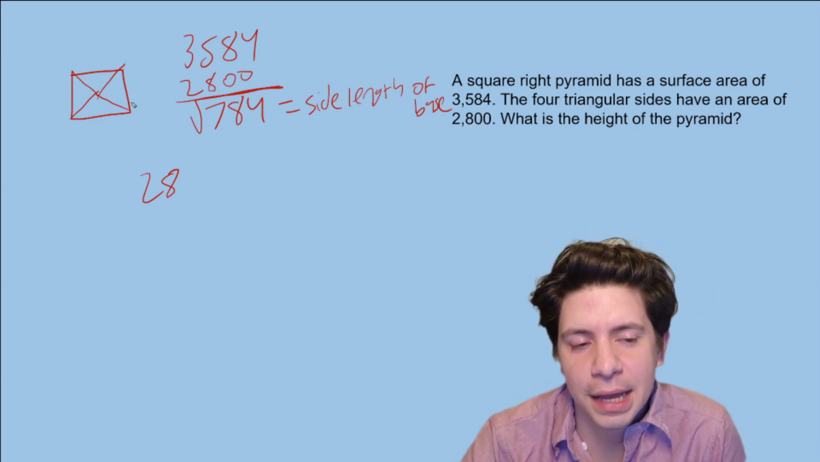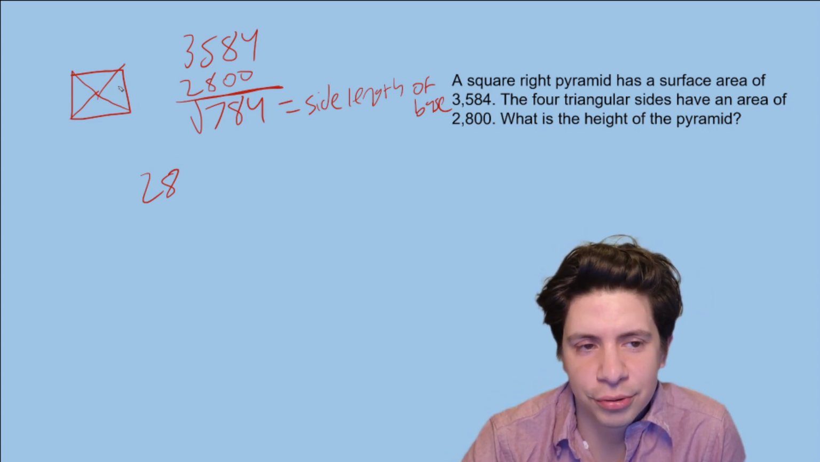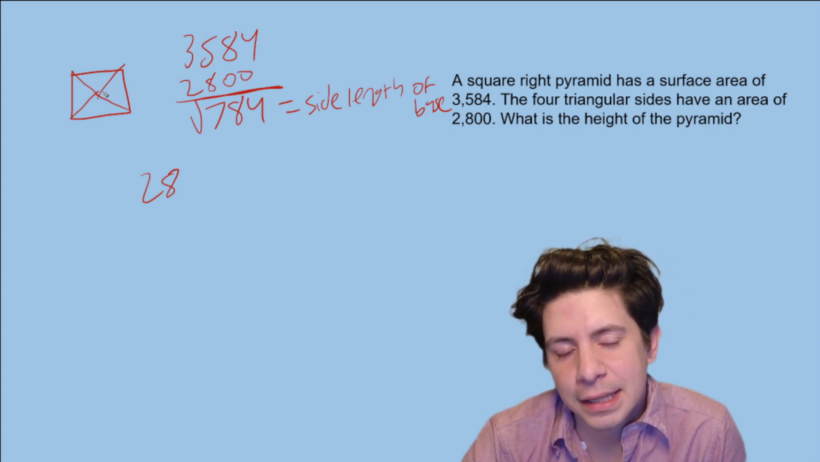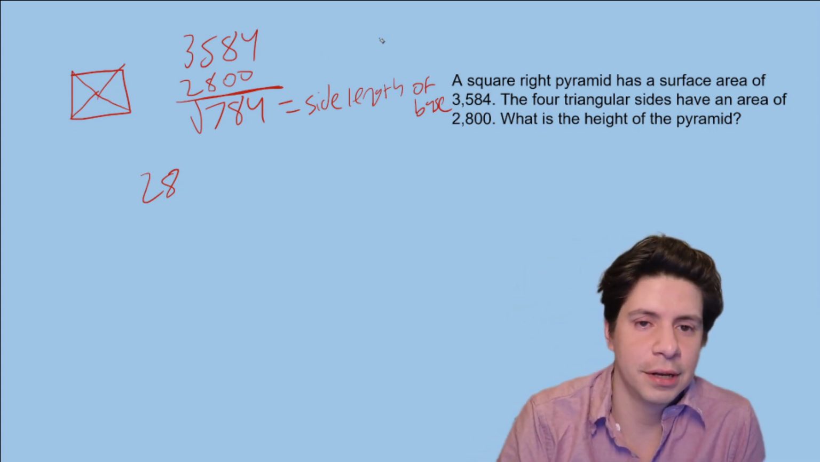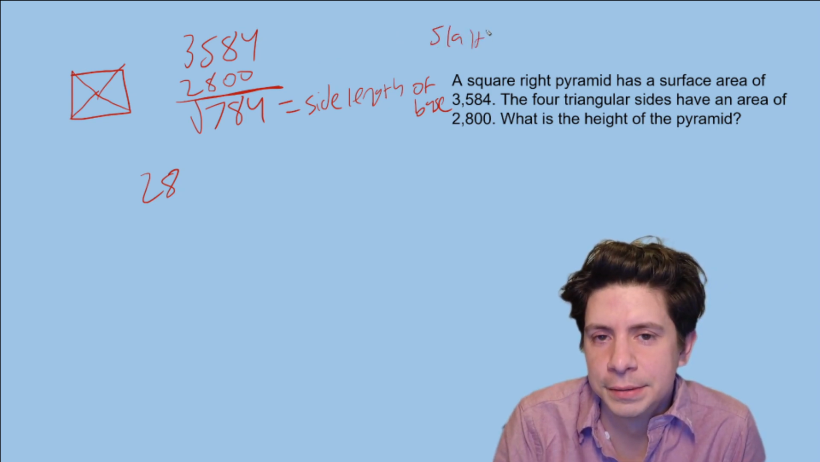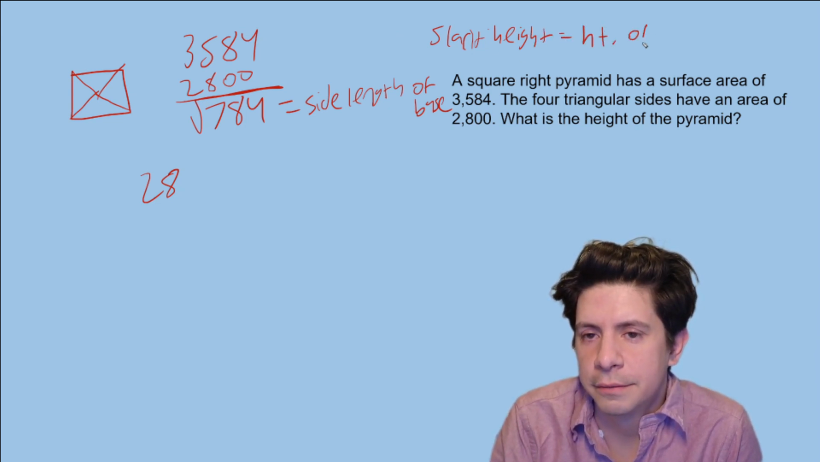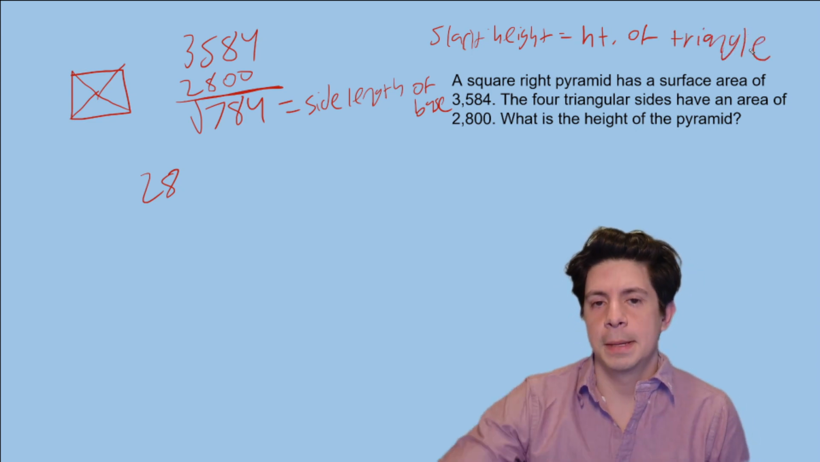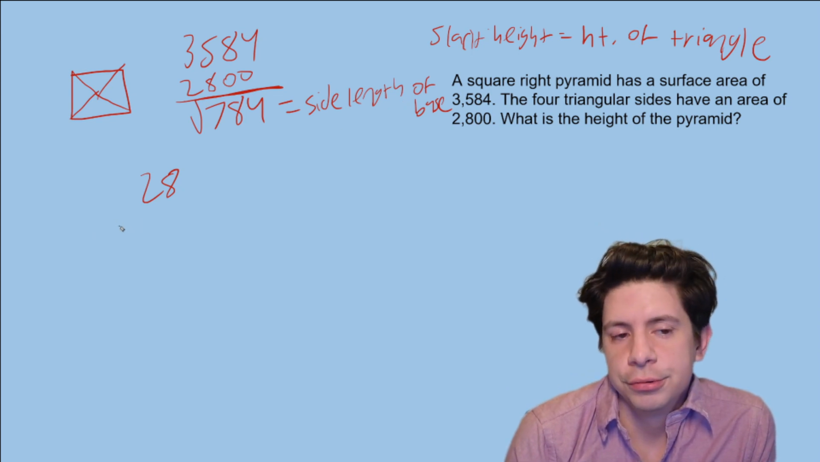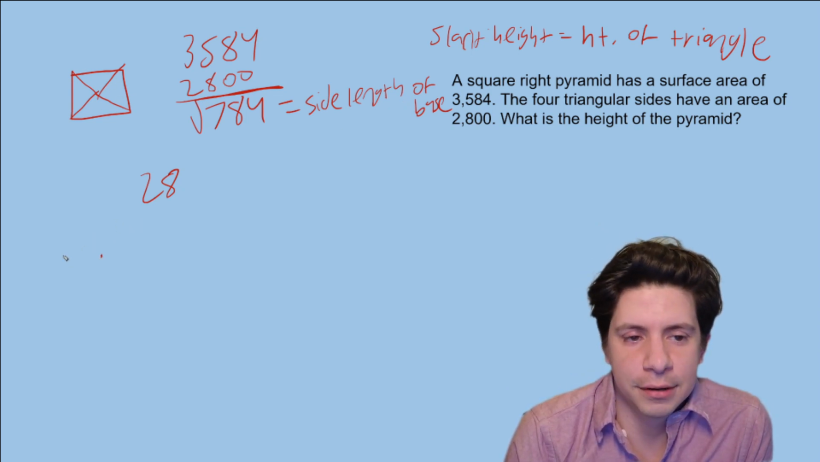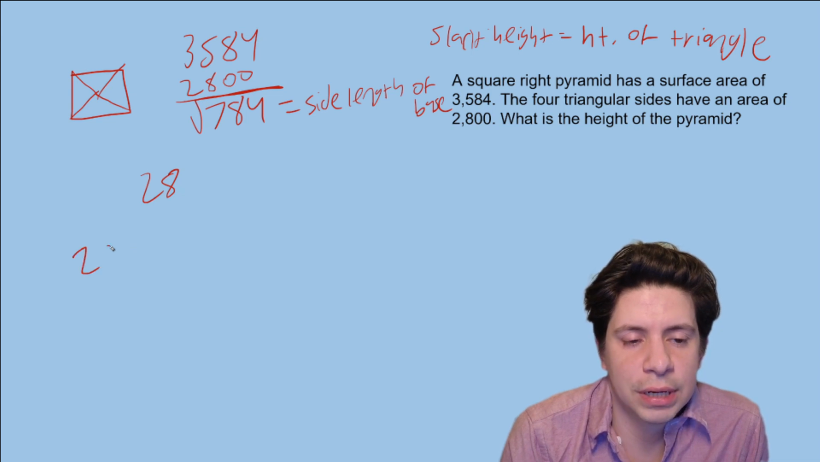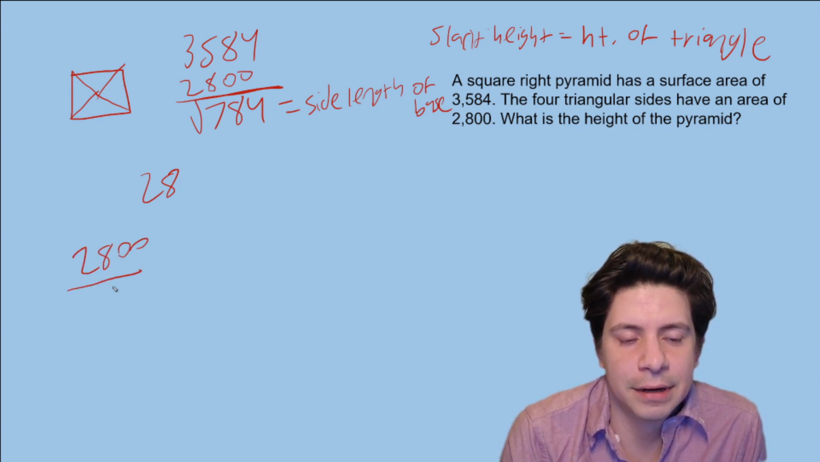Well, because we need to find the height, and to find the height, we need to make these triangles drawn out. So let's find the slant height first, which is going to be the height of the triangles. So slant height, let's put a little note to ourselves. Slant height equals height of triangle. And then we're going to do the area of one individual triangle, which will be 2800 divided by 4. So each of them is 700.